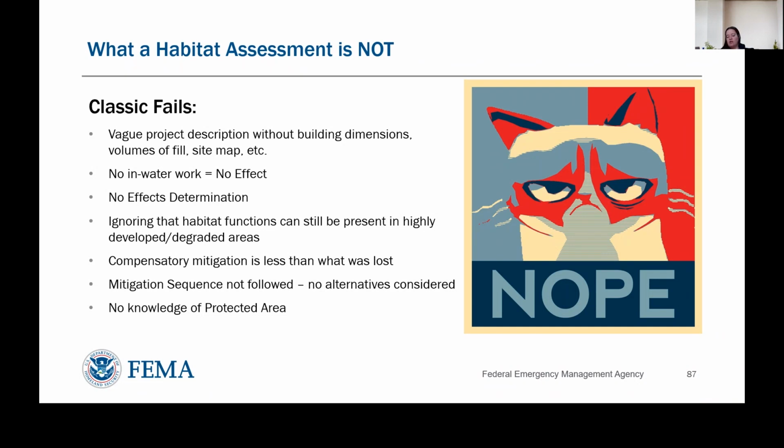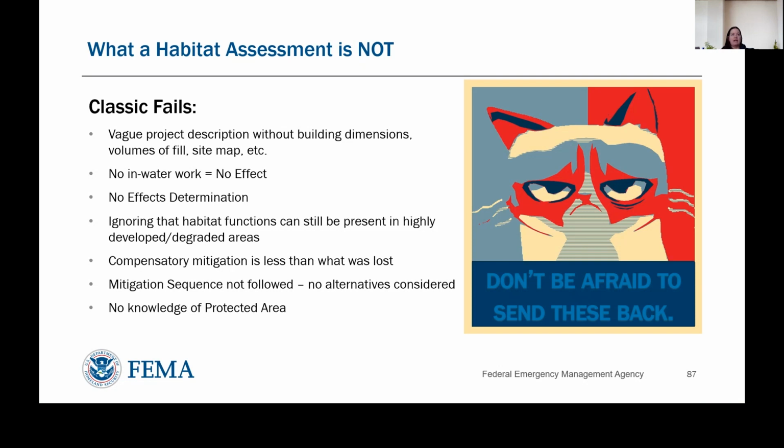So no knowledge of the protected area is a pretty common one and a pretty rough one, especially if a good amount of the development they're proposing is in the protected area. They're all classic fails. And if you see them, don't be afraid to send them back. Don't be afraid to ask more questions, to volley back, because these are not any of these problems are deal breakers.